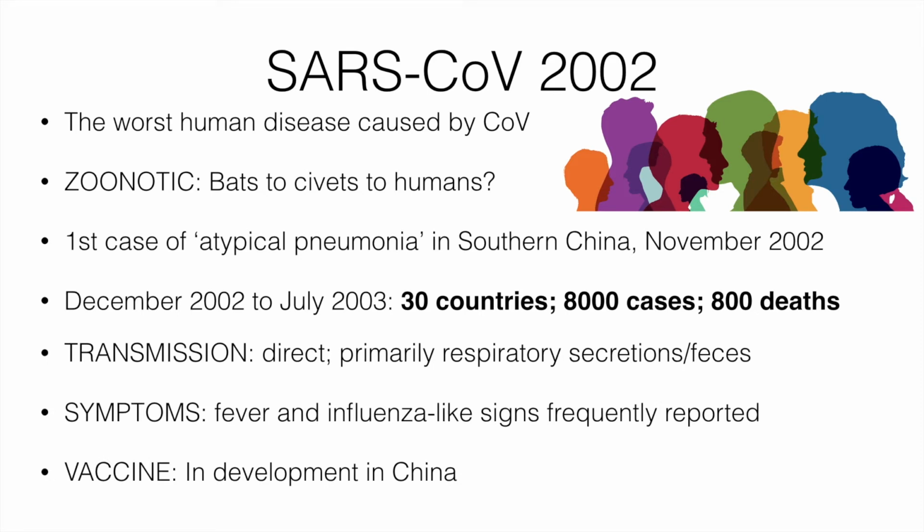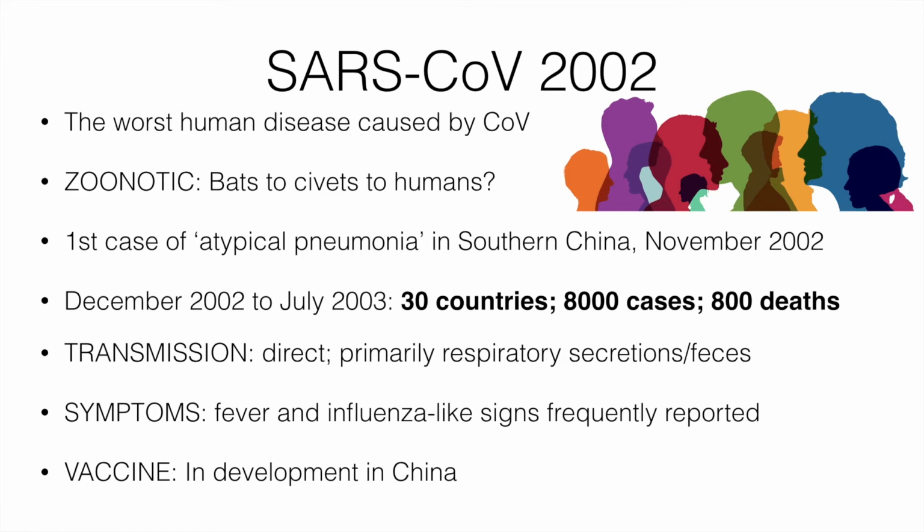The other thing to consider is transmission. As I said before, originally it was thought that it was primarily zoonotic, and just to clarify, zoonosis or zoonotic means a disease that's transferred or transmitted from animals to humans. But as time went on, there was some debate as to whether this was also human-to-human transmission. So, direct transmission primarily through respiratory secretions and feces.